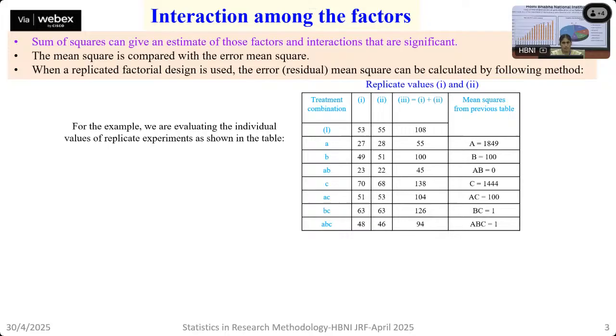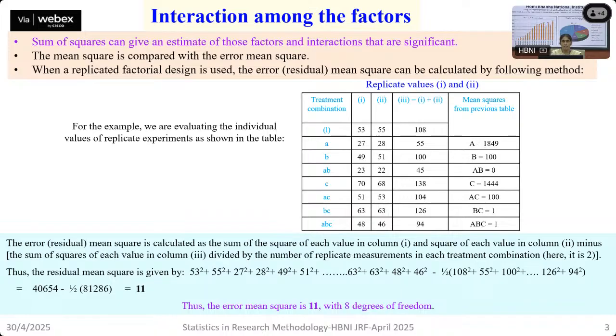And we can do the residual sum of the squares calculation simply. The entire calculation is shown here. It can be calculated as the sum of the squares of each value in columns 1 and 2, then subtract the sum of the squares of each value in column 3. Then this subtraction should be divided by the total number of replicate measurements. The entire calculation is numerically also shown here, from where we derive the residual mean square to be 11.